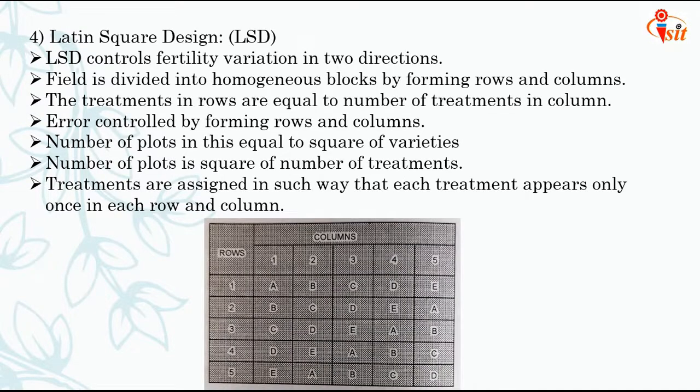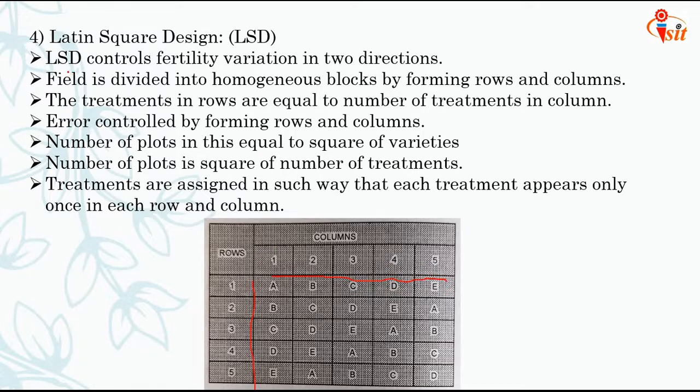Then the next design is the Lattice design. Students, observe here first. This is the piece of land. In that piece of land, what do they do? They first make columns and rows there.